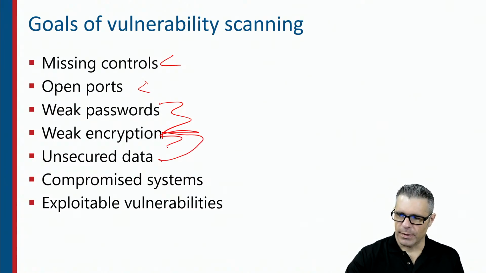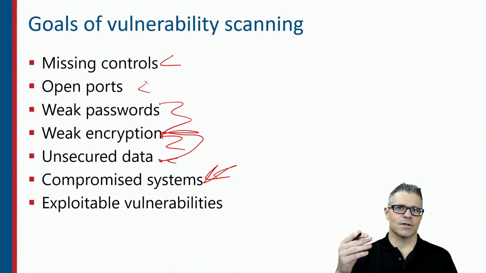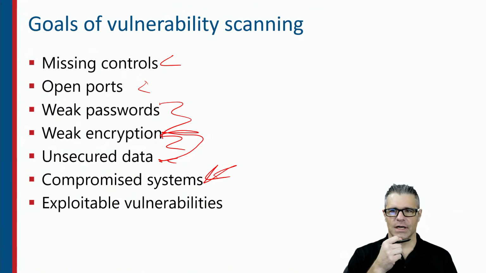This and this are basically the same thing. Do we have data out there that is supposed to be protected that's not protected? Do we have systems that are running creepy copies of TeamViewer or some other kind of indicator of compromise that would tell us that that system is a backdoor for somebody who's already there?